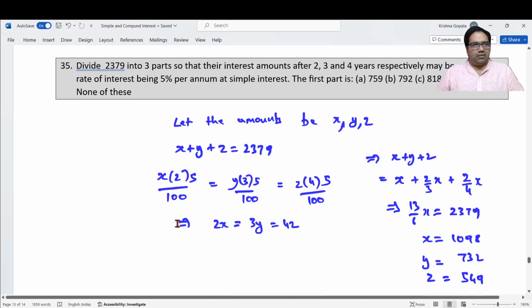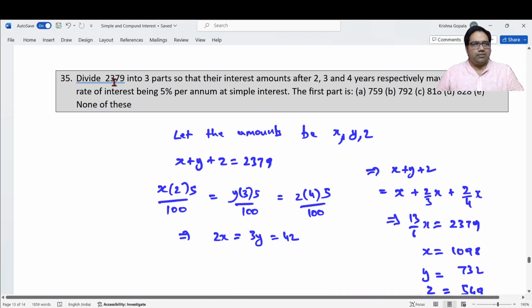Okay. This is another interesting problem. Divide some number into 3 parts so that the interest amount after 2 years, 3 years, 4 years respectively may be equal. The rate of interest being 5% per annum at simple interest. Okay. What is it saying? X plus Y plus Z equal to 2379. Now after 2 years, X into 2 into 5 by 100 equal to Y into 3 into 5 by 100 equal to Z into 4 into 5 by 100.